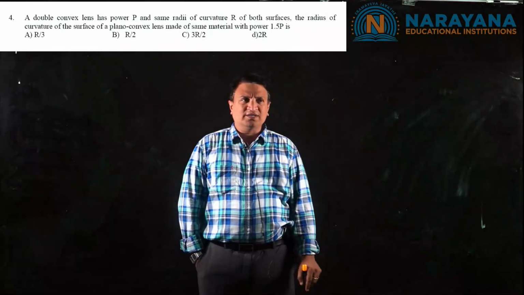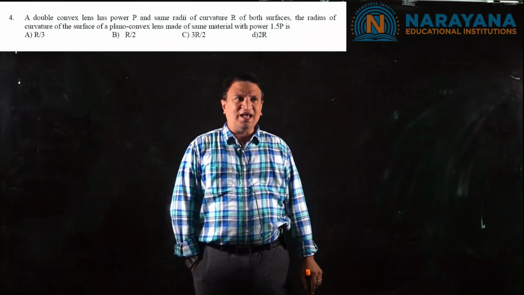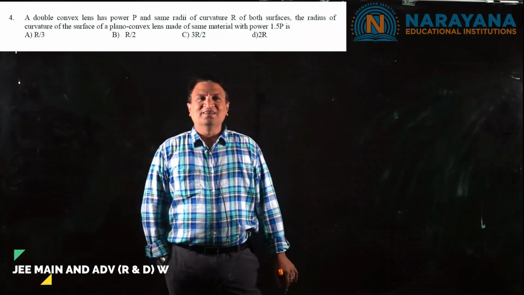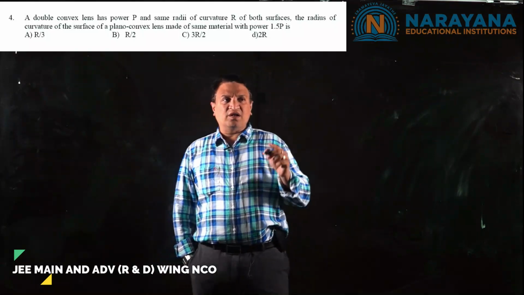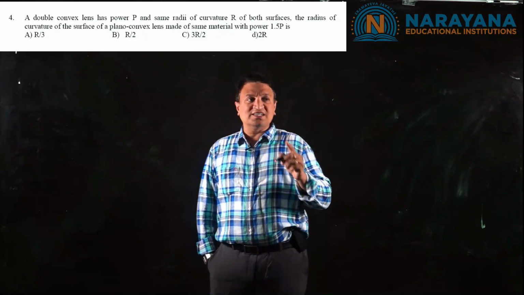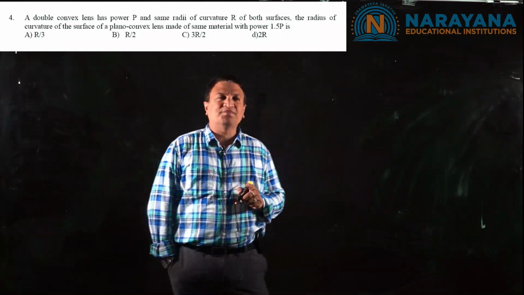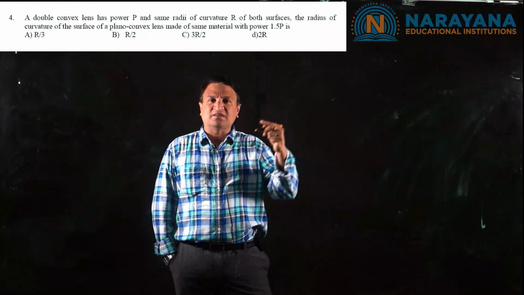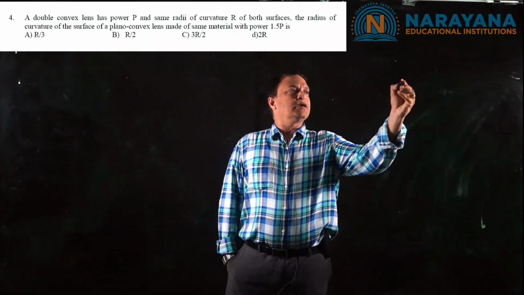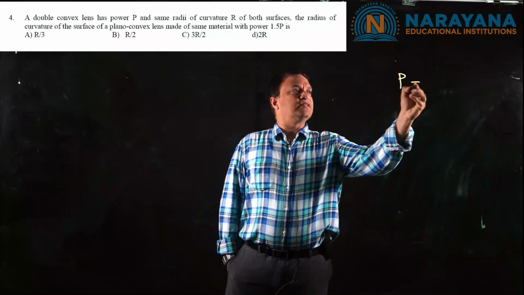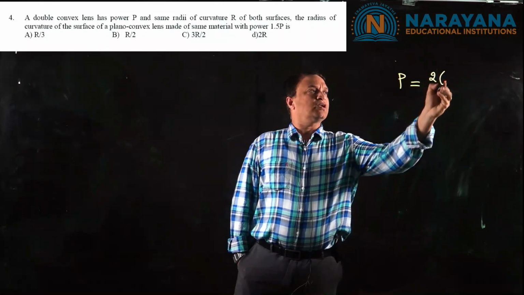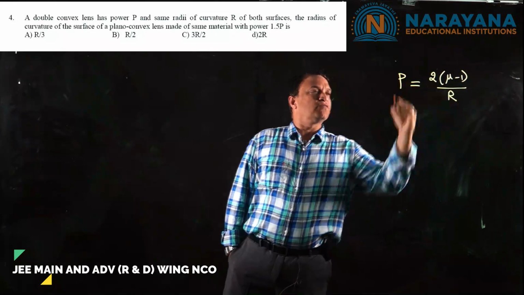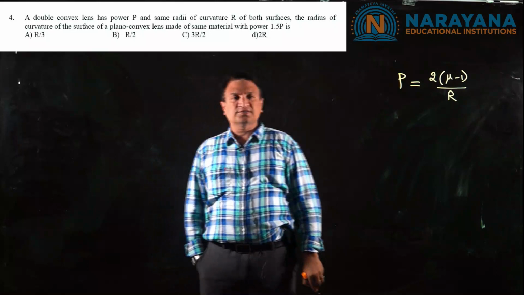A double convex lens has power P and the same radius of curvature R on both sides. The radius of curvature of a plano convex lens made of the same material with power 1.5 P is what is asked. Let us try to understand the first part of the given data. I can write the first part of the given data like this. You said it's an equiconvex lens. So therefore, the power can be given like this.